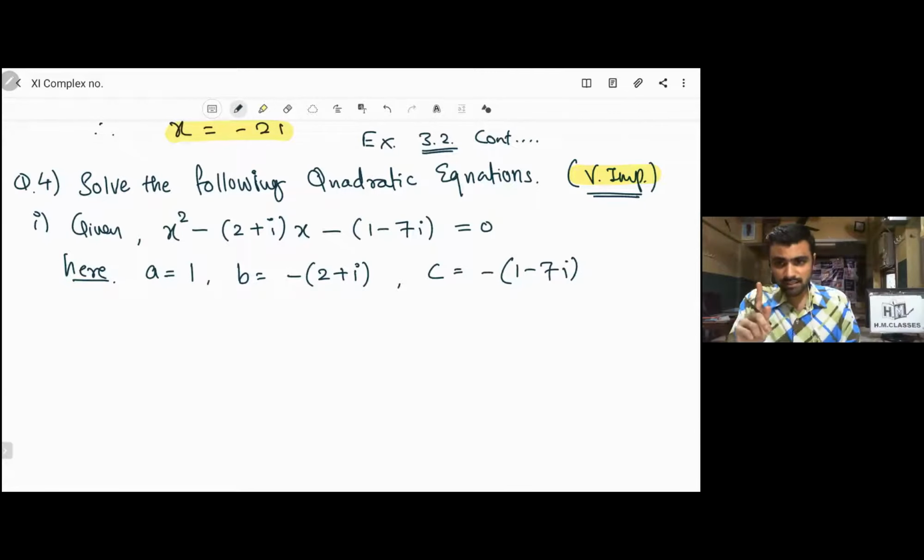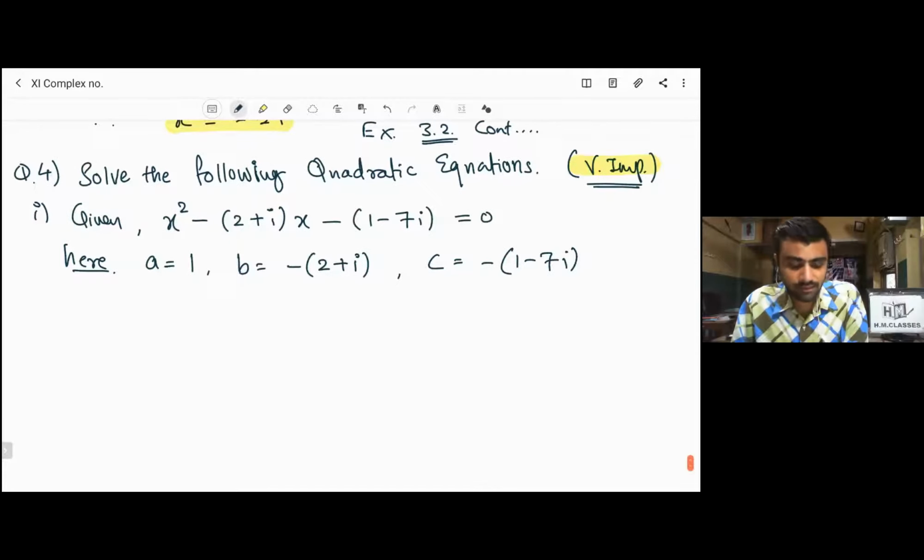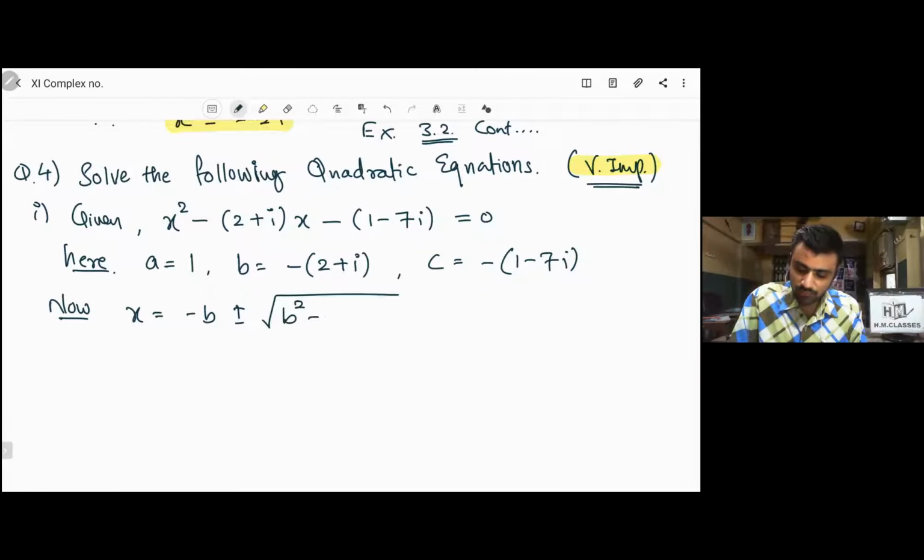You should take the sign along with the number, students, you know this. Now as you know we have the formula method, that means for the solution of this quadratic equation we have to find the value of x, or you may say the roots of the quadratic equation. So x is equal to minus b plus or minus under root b square minus 4ac, whole upon 2a.